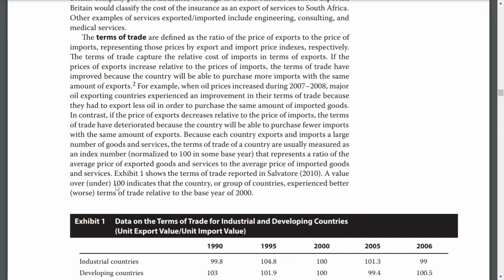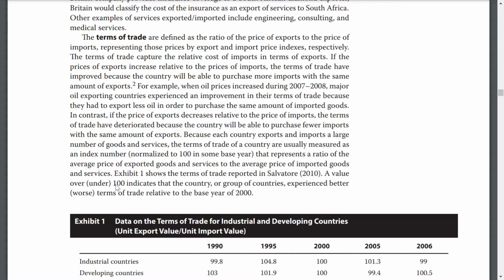For example, when oil prices increased during 2007 to 2008, a major oil exporting country experienced an improvement in its terms of trade because it had to export less oil in order to purchase the same amount of imported goods. In contrast, if the price of exports decreases relative to the price of imports, the terms of trade have deteriorated because the country will be able to purchase fewer imports with the same amount of exports.